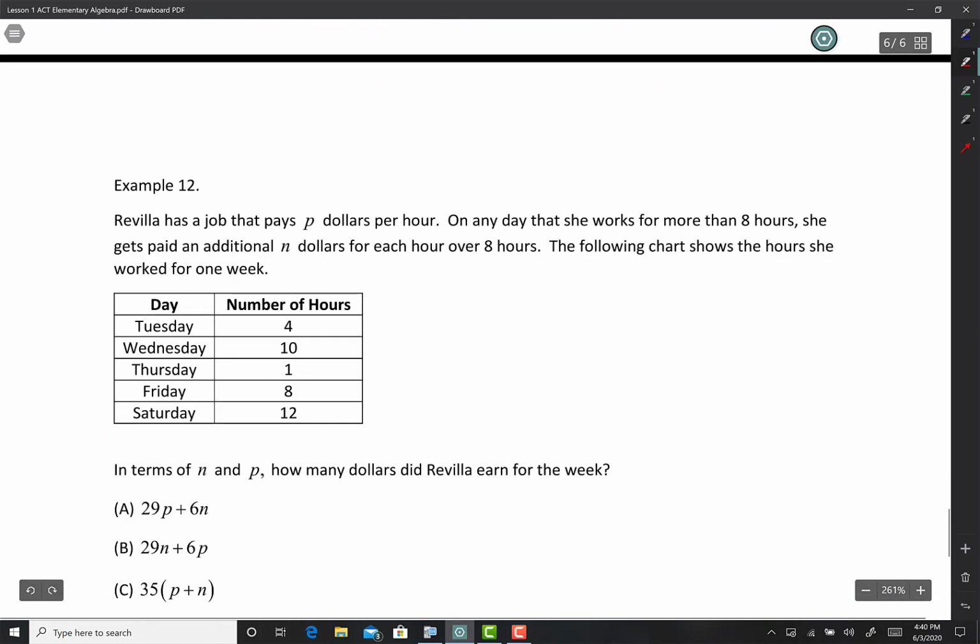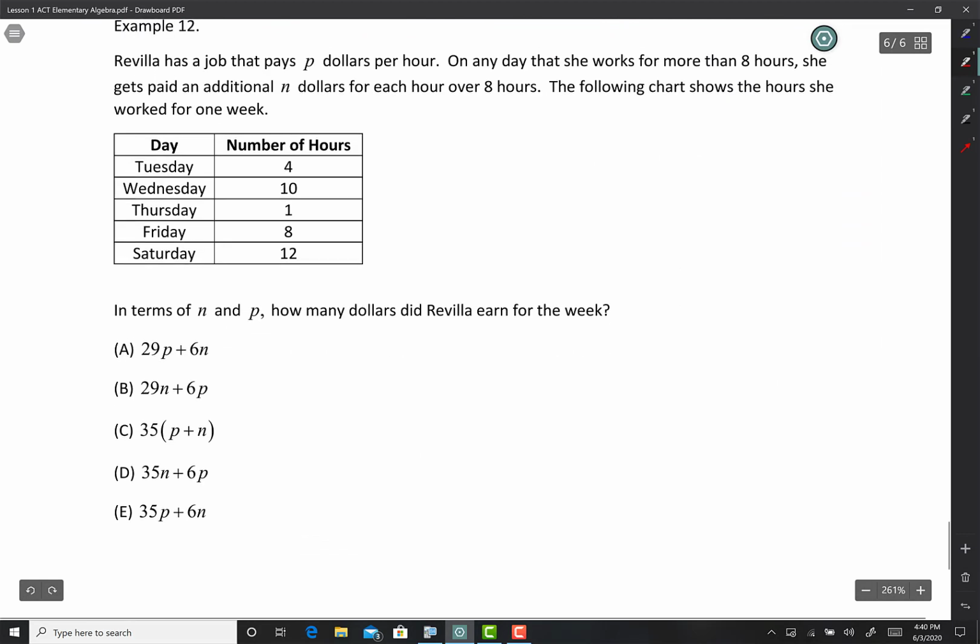All right, let's see. Revia has a job that pays P dollars per hour. On any day that she works for more than 8 hours, she gets paid an additional N dollars for each hour over 8 hours. The following chart shows the hours she worked for 1 week. Okay. In terms of N and P, how many dollars did Revia earn for the week?